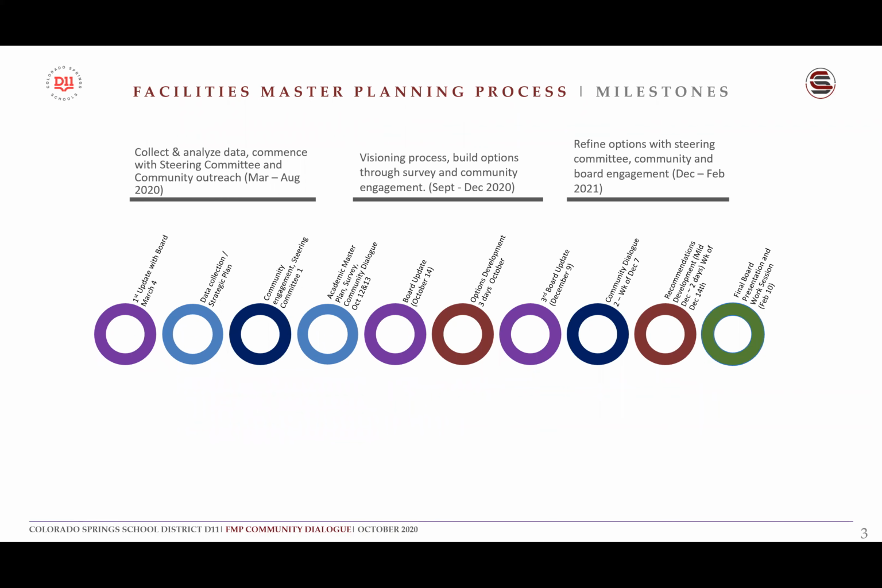So here are the process milestones in 3 tranches. The first is collecting and analyzing data. And we've begun with a steering committee, which I'll explain in a little bit. That is a group of your peers, currently just a little over 60 folks, that are advising throughout the entire process.